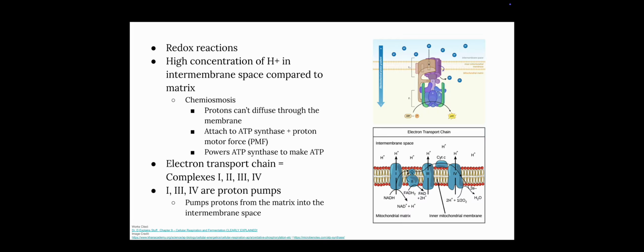So the second part, the electron transport chain, consists of complexes 1, 2, 3, and 4, as you can see here in this diagram. Complexes 1, 3, and 4 are proton pumps, which pump protons from the matrix into the intermembrane space. They do this because we need to maintain a high concentration of protons in the intermembrane space in order to keep ATP synthase spinning.